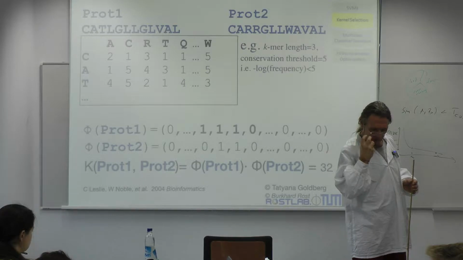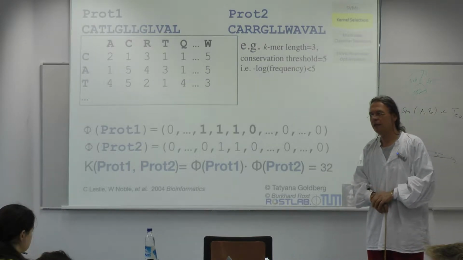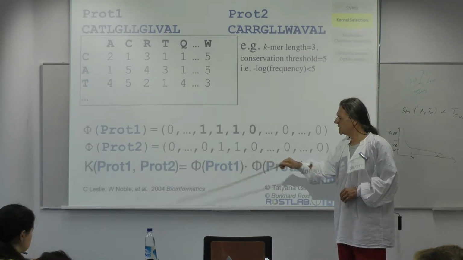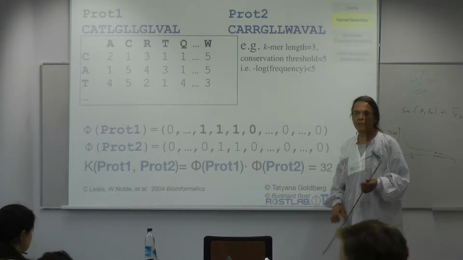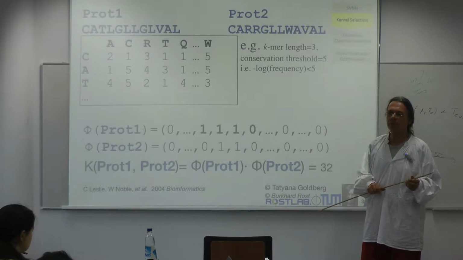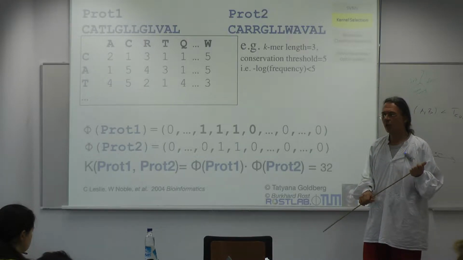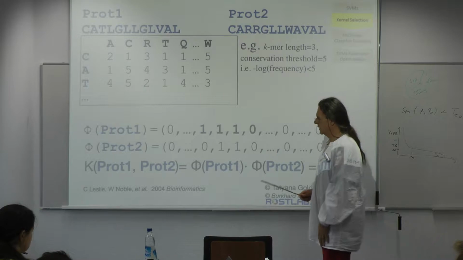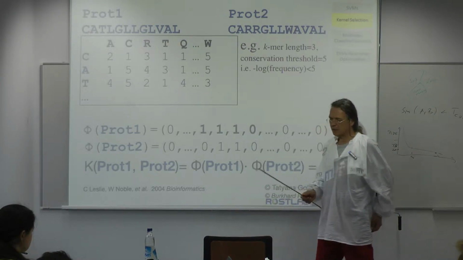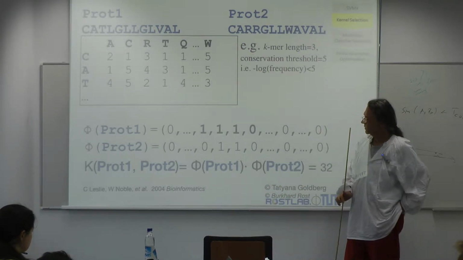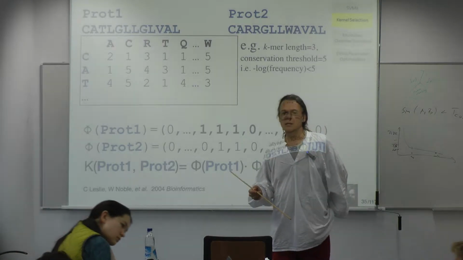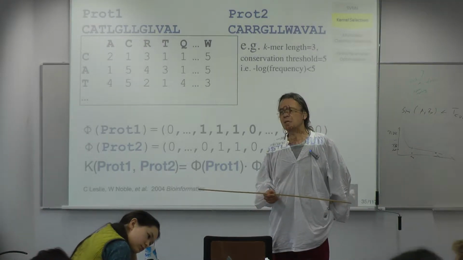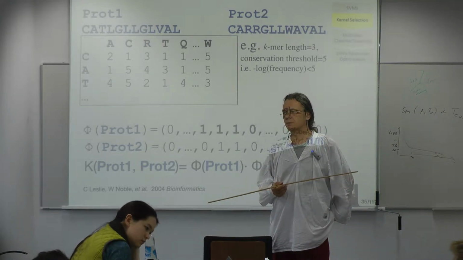So again, the idea behind this comes from Christina Leslie and Bill Noble, who published it in 2004 for a different problem, inferring that two proteins have a similar structure, or aspects of structure. It's just that Tatjana and Tobias had the idea to apply it to subcellular localization. But the idea really is to describe proteins by the k-mers that they have in common, the k-mers that are conserved.